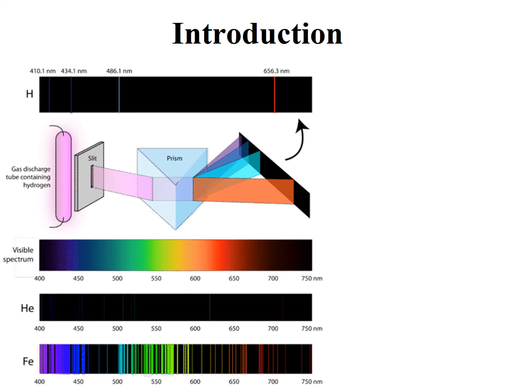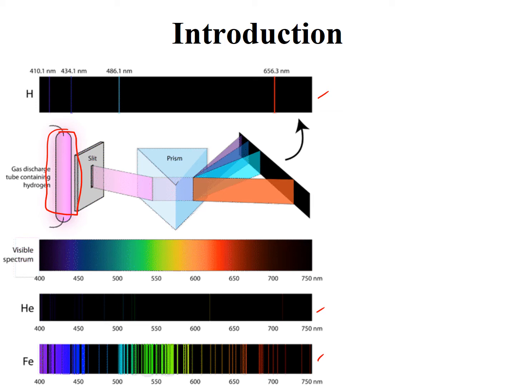If we look at these so-called line spectra, we have the discharge tube here, and you pass the light through a slit and a prism. This is what you're going to have. This is the line spectra of hydrogen, helium, and iron. This is very different from the continuous spectrum that you observe here, like a rainbow color.